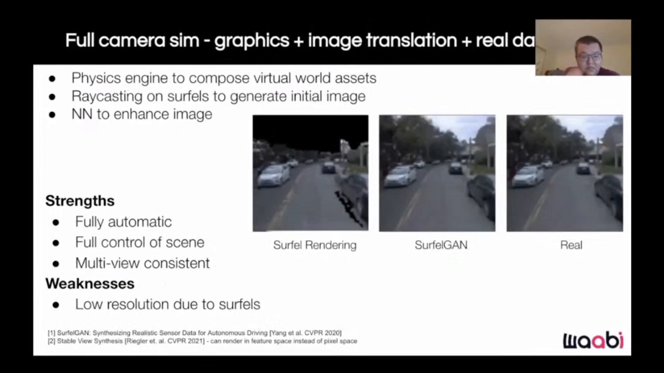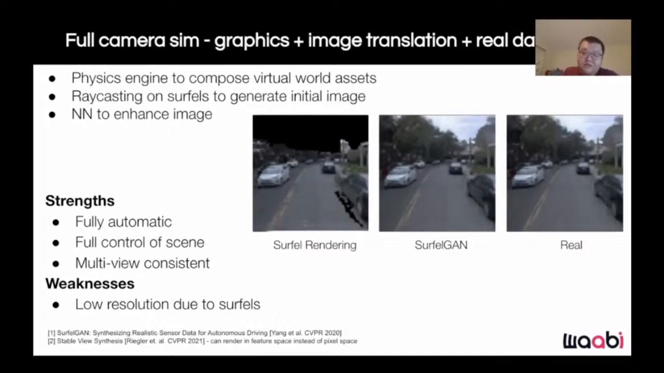Since we now use both graphics and machine learning to perform rendering, some methods have tried to reduce the constraints on the asset requirements at the cost of having a lower quality initial graphics-rendered image. SurfelGAN generates textured assets from the real data, then performs rasterization to generate an initial image. This image can then be improved by matching the style of the real image using a neural network, and this approach scales well, while still maintaining full control of the scene and multi-view consistency.